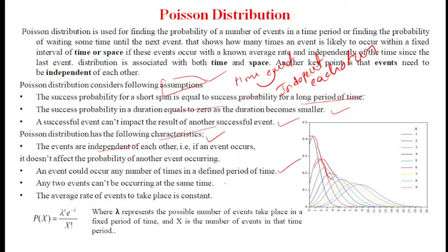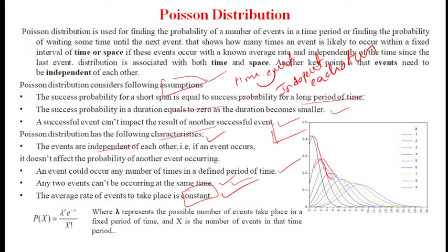What is the next one? Any two events can't occur at the same time. The two events may not occur at the same time. This is the main important point. Another important point is that the average rate at which events take place is constant. The average should be constant.